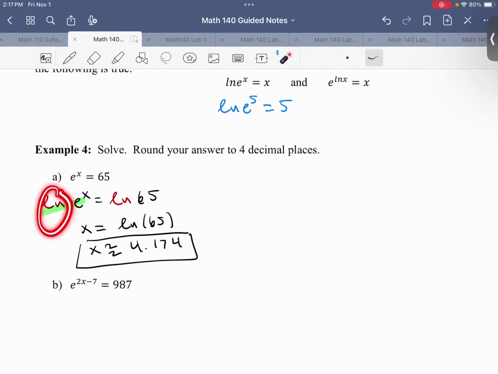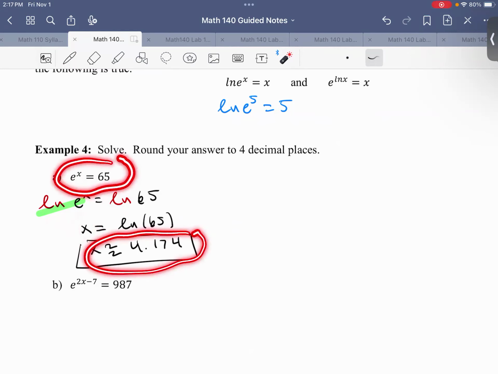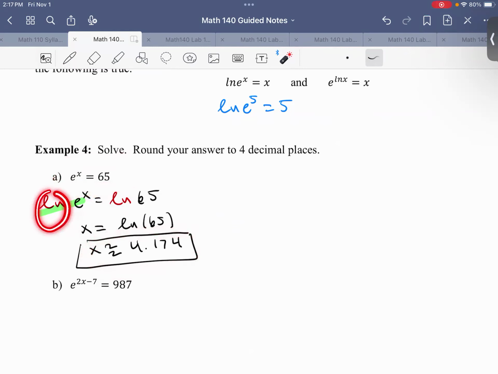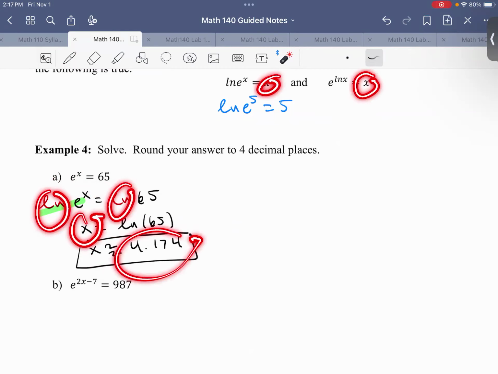Why am I taking the natural log of both sides? Well, that's because I have this x stuck up top. I need to get this x down below on normal ground so that I can figure out its value. I can't figure out the x's value when it's stuck up top in this exponent. So I use the natural log to undo it, bring it back down with these principles here, and be able to get an actual numerical value.